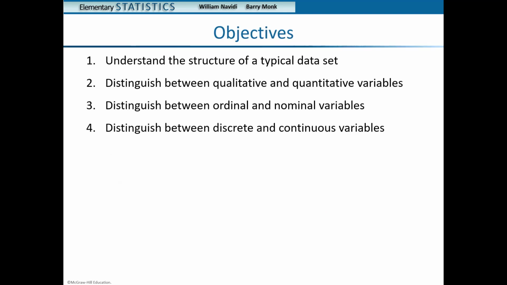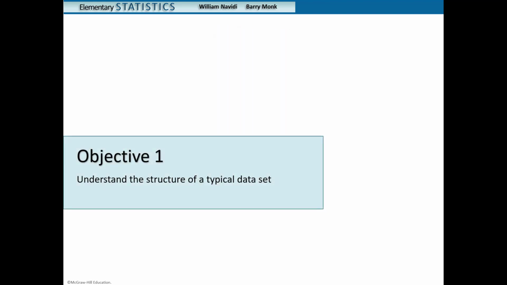So here are our objectives. We will seek to understand the structure of a typical data set. We will distinguish between what we call qualitative and quantitative variables, and we'll also just define what a variable is. And then we'll distinguish between ordinal and nominal variables. And finally, we'll distinguish between discrete and continuous variables. So let's go ahead and get started with our first objective, which is to really understand the structure of a typical data set.